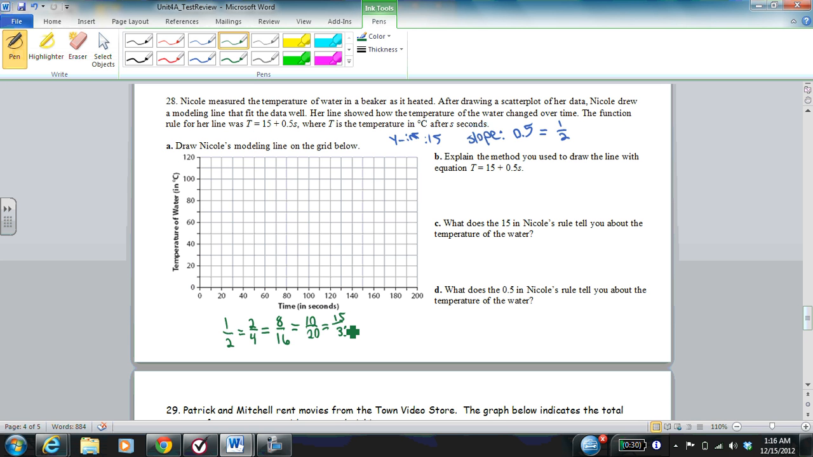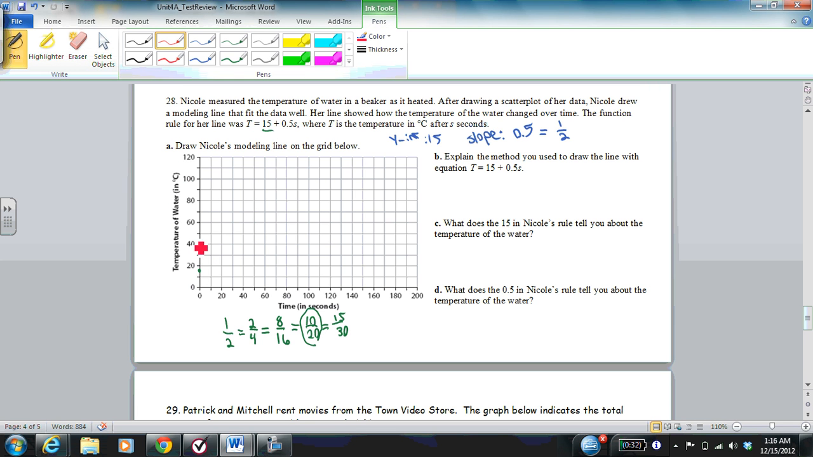So to draw Nicole's modeling line on the grid below, we want to start with the y-intercept of 15. So my y-scale is 10, and between 10 and 20, there's 15 right there. So that's my starting point at the y-intercept. Now the slope is 1/2, but because of our scale, I'm going to use 1/2 written as 10/20.